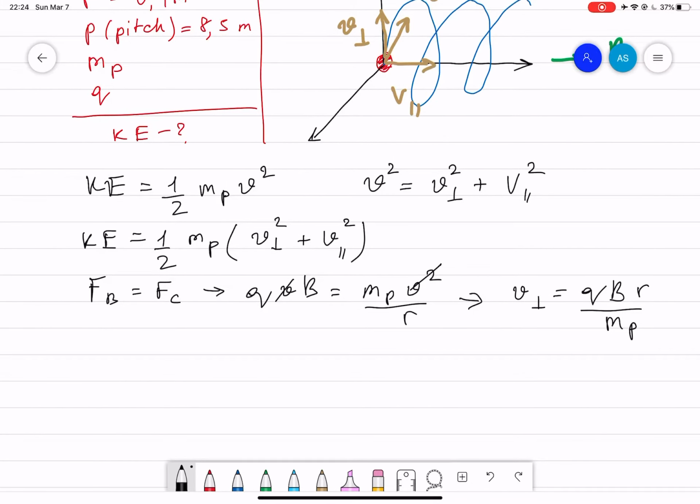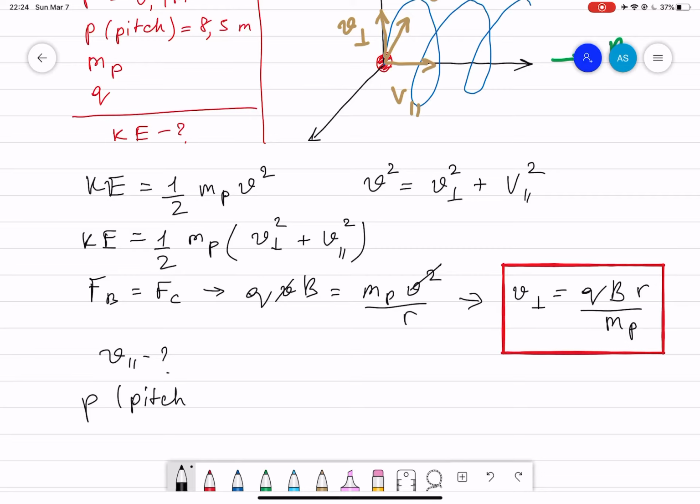Now in the next case, so let me highlight this one. In the next case, we have to find v parallel. Okay, so how can we find the v parallel? We know that the pitch, there is a formula in the book, pitch is equal to the v parallel times period. So from here, v parallel is equal to the pitch divided by the period.